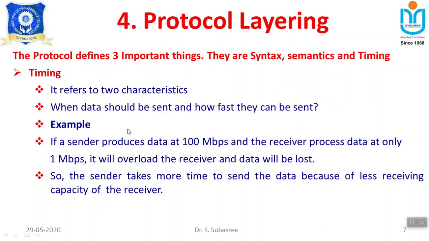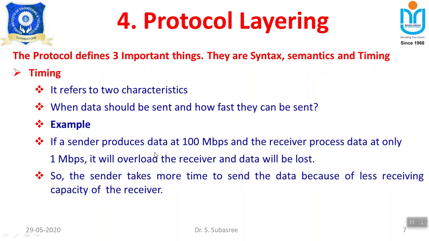See, for example, if a sender produces data at 100 Mbps. Mbps is nothing but million bits per second. Eight bits grouped together we can call a byte. So here, if a sender produces data at 100 million bits per second and the receiver processes the data only at 1 Mbps, what is the meaning of this?